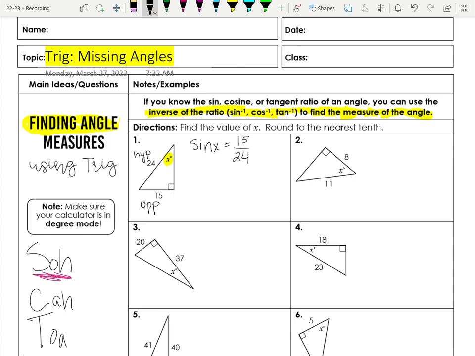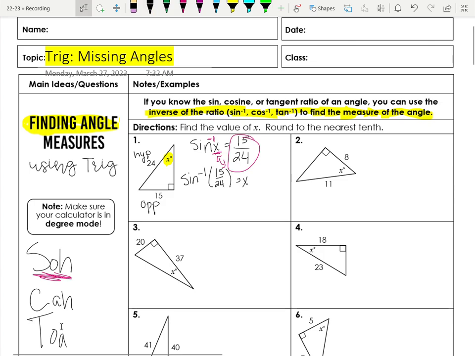We do not want our sine with x. We want x by itself, which is why we are going to take the inverse of sine. What we are going to essentially do is add that little baby -1 there, and we're going to take our fraction and our x, and we're going to flip them. I now would have sine -1 of my fraction 15 over 24.